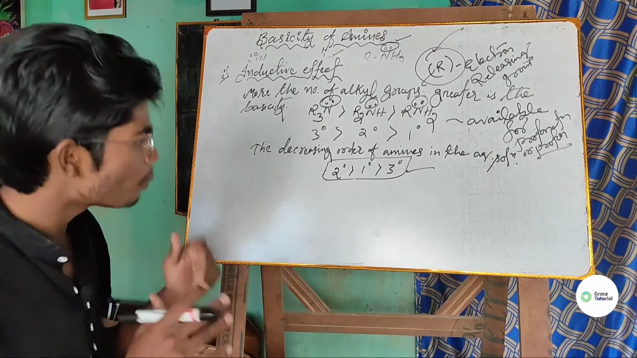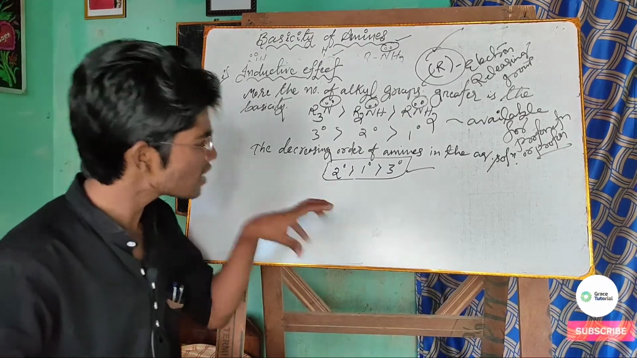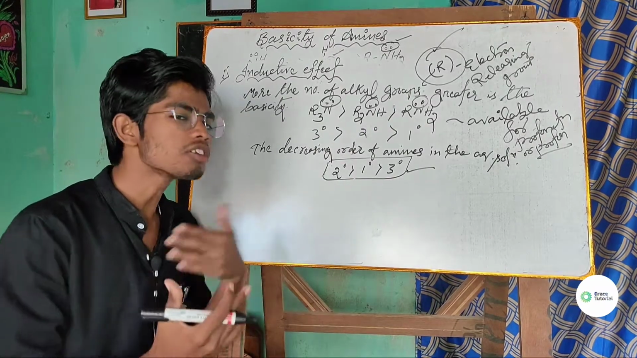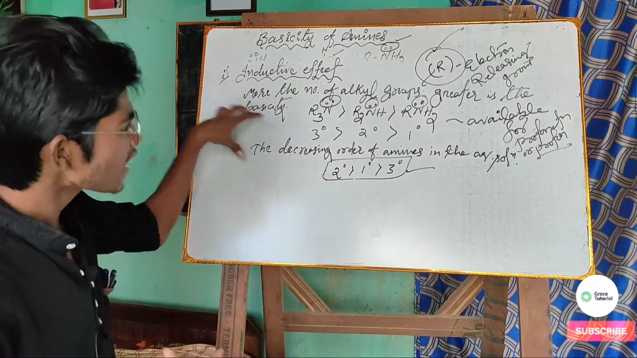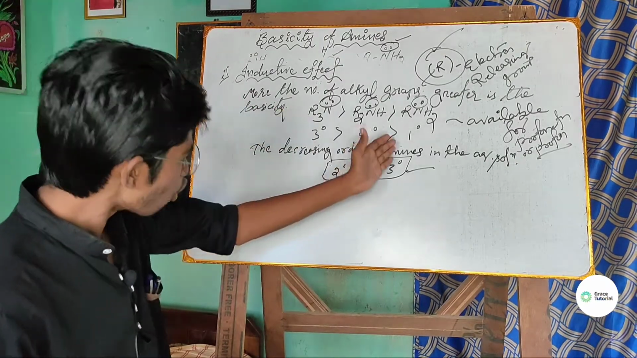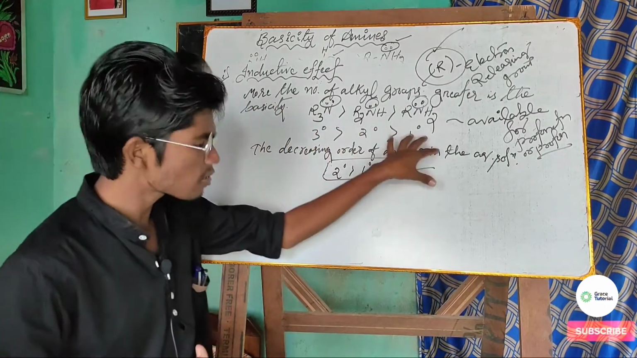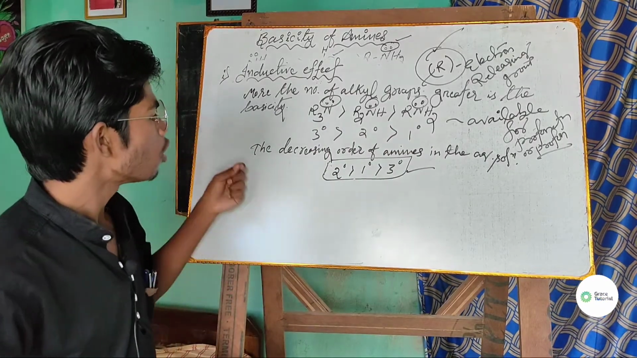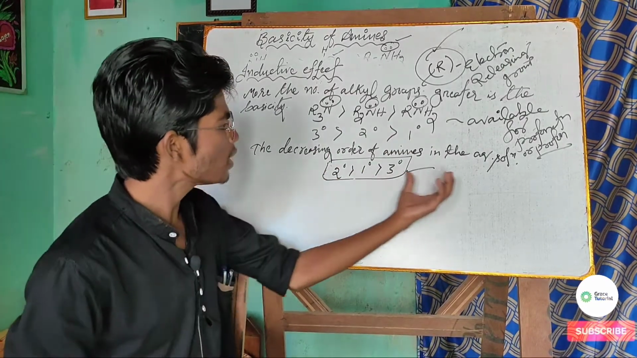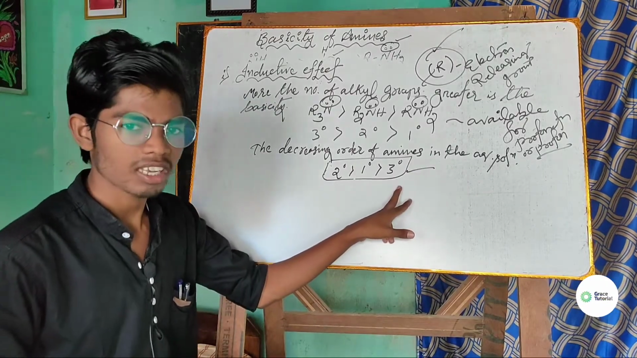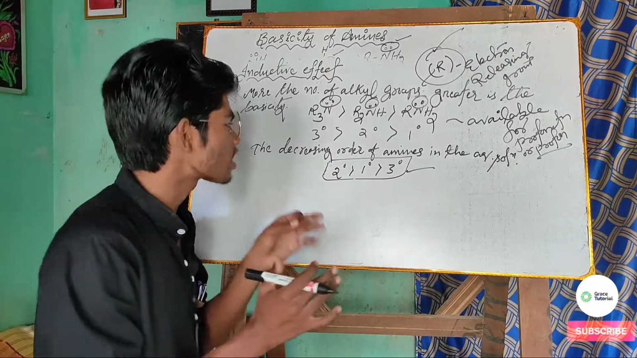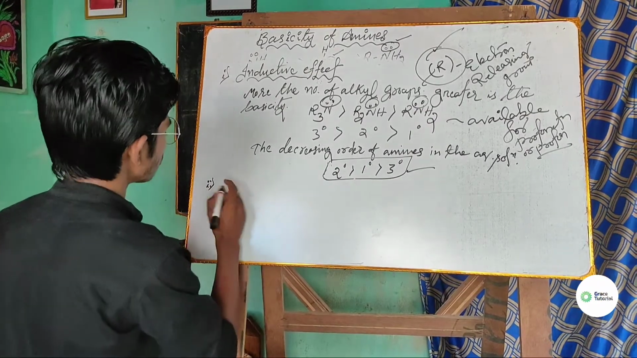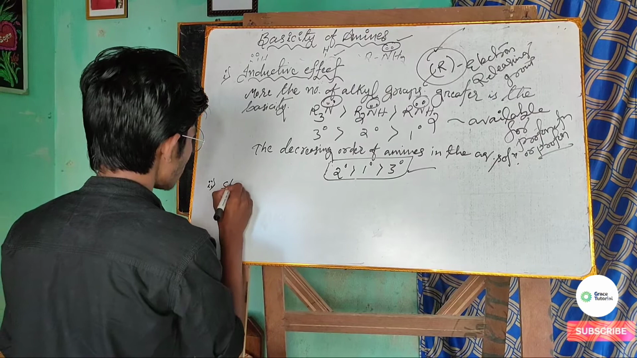So which one is the most basic? The secondary amine. Which one is the least basic? The tertiary amine. But how can it be explained? According to the inductive effect, the decreasing order of basicity is represented this way, but the actual decreasing order of amines in aqueous solution is this one. So this also can be explained. Let us move on to another factor, that is the steric factor or steric effect.